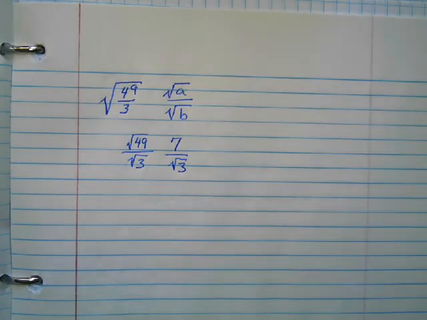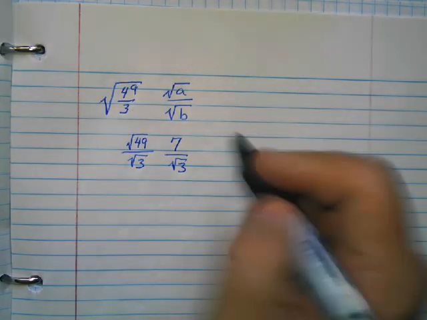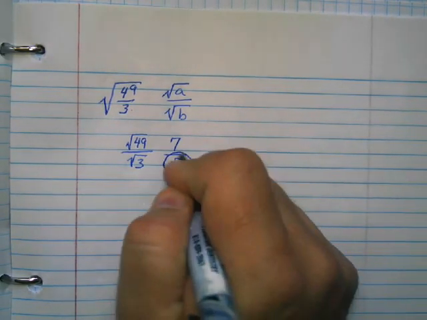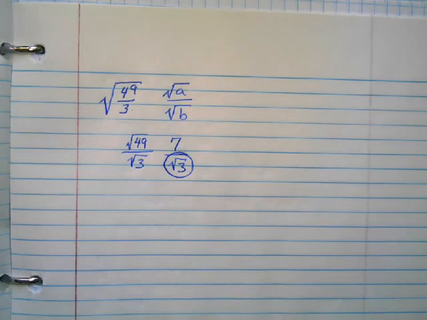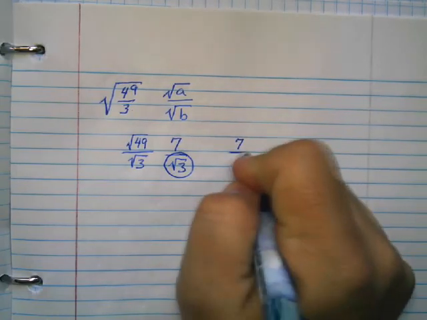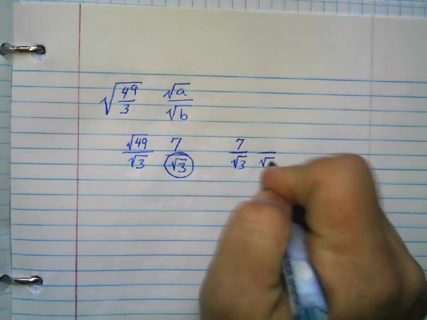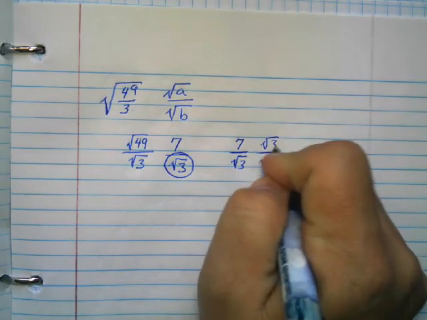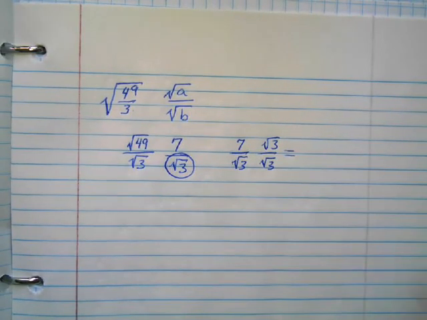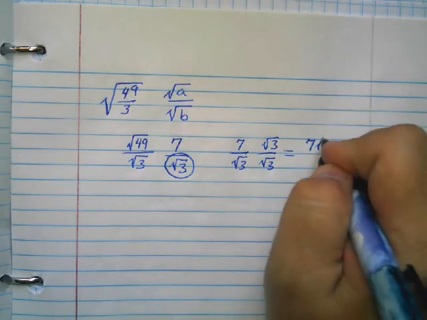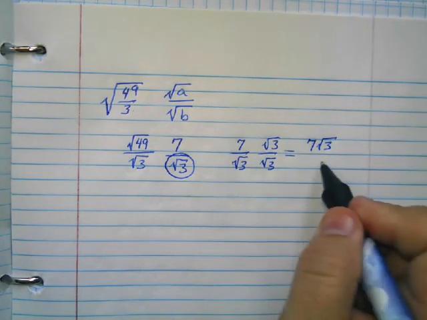Now at this point, you've pretty much done, except that it's really poor form. It's bad form to have a square root on the bottom of a fraction. So how do we get rid of the square root on the bottom of the fraction? What we do is we multiply the top and the bottom of that fraction by square root of 3. By doing that, you end up getting rid of the square root on the bottom.